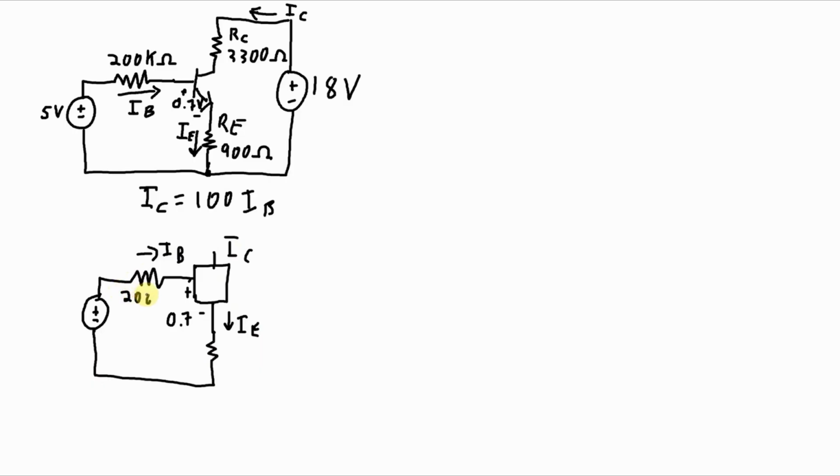So remember, this is a 200 kilohm resistor, and this is a 900 ohm resistor. Over here, we have 5 volts. So going around the loop, let's say we're starting here. Here's our reference point. We go up 5 volts. So let's write out that KVL equation. We go up 5 volts. And then we drop some amount across that 200K resistor, and that's going to be equal to IB times 200,000. And then we drop 0.7 volts. And then we drop some amount across this 900 ohm resistor. So that's going to be IE times 900.